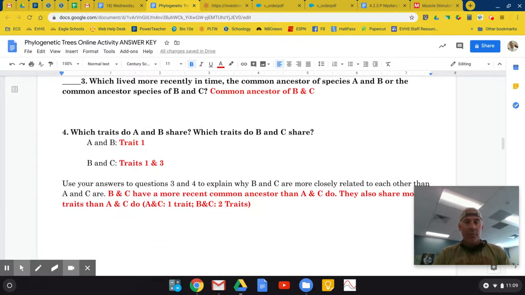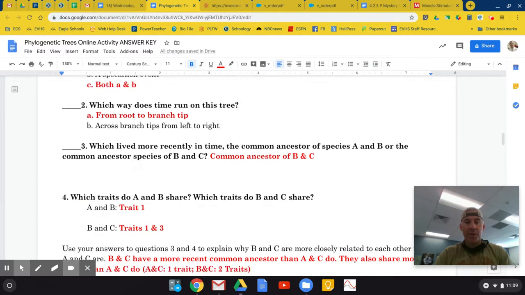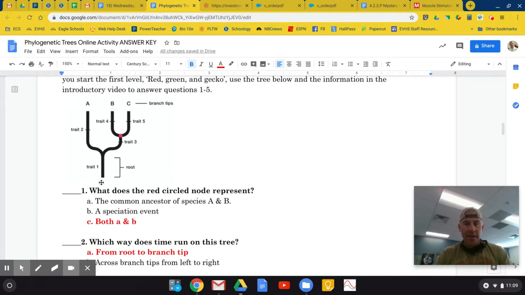Which traits do A and B share, and then which traits do B and C share? So if we go back up here, just like the activity showed, it was great where it showed little dots traveling up from the roots up to the branch tips. So trait 1 that we see right here, as we move upwards in time, trait 1 belongs to all 3 of the species, A, B, and C. And then the branching here means trait 2 is only found in species A. Trait 3 is found in species B and C, and then trait 4 is attributed to just species B, and trait 5 is attributed to just species C.